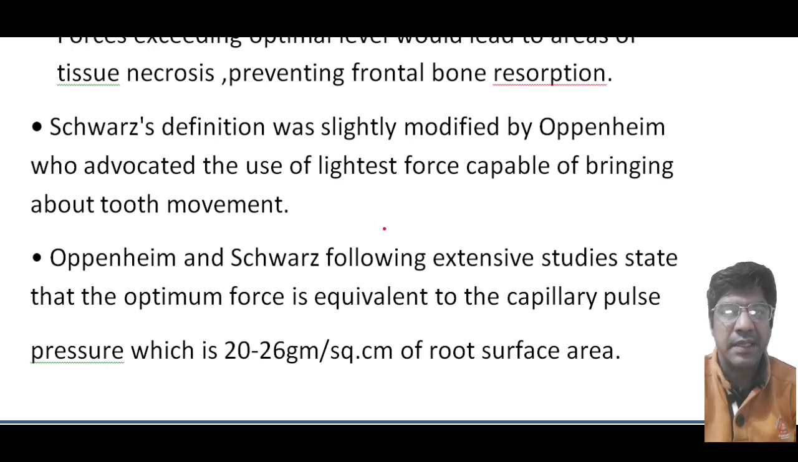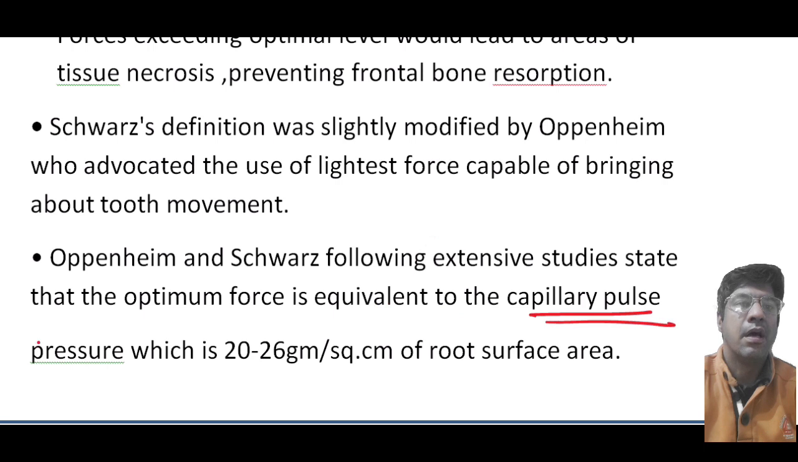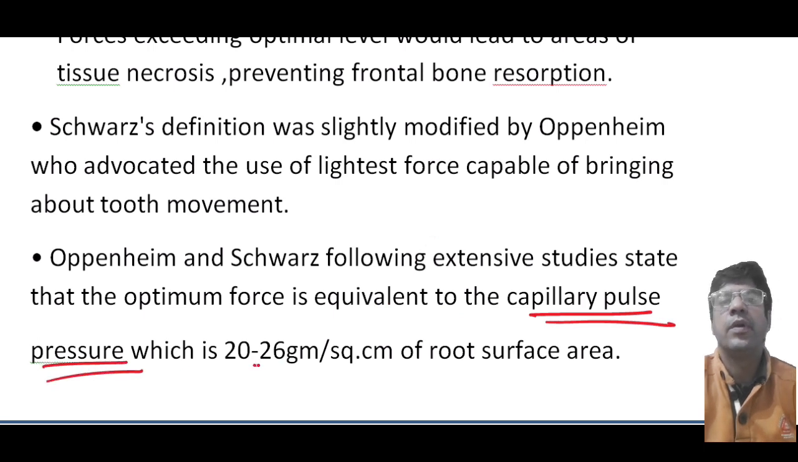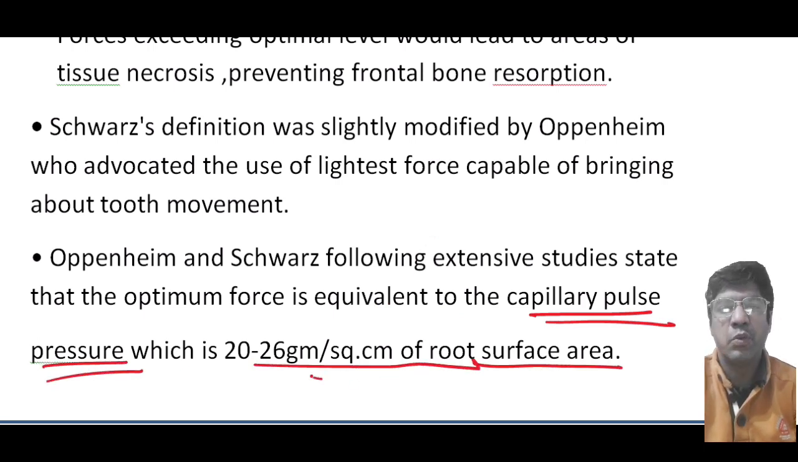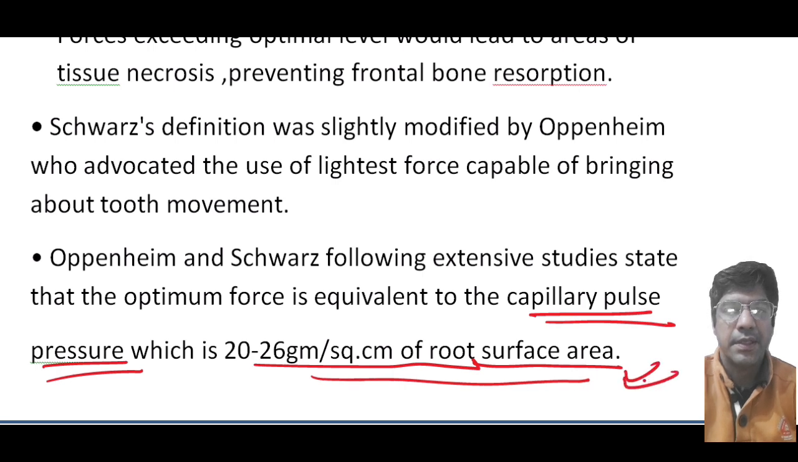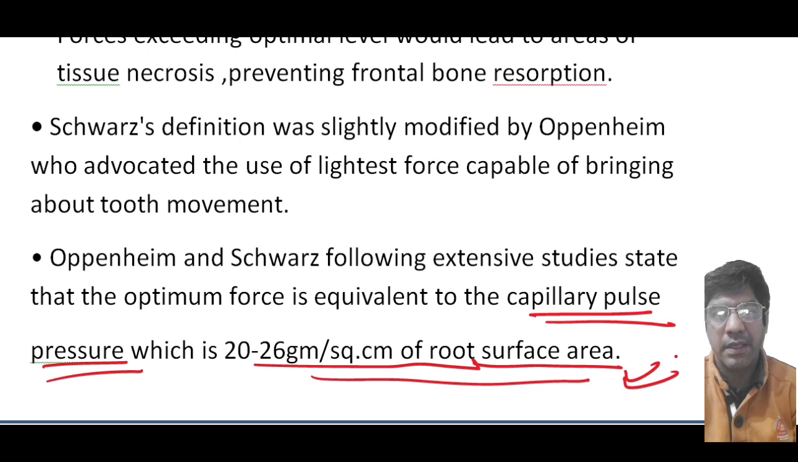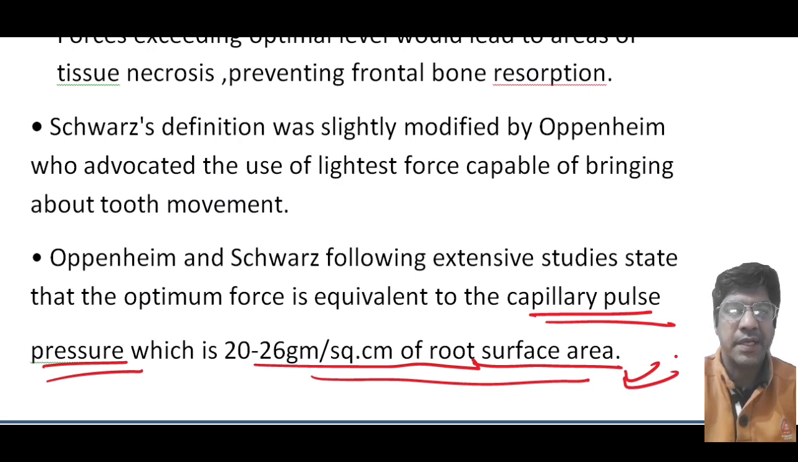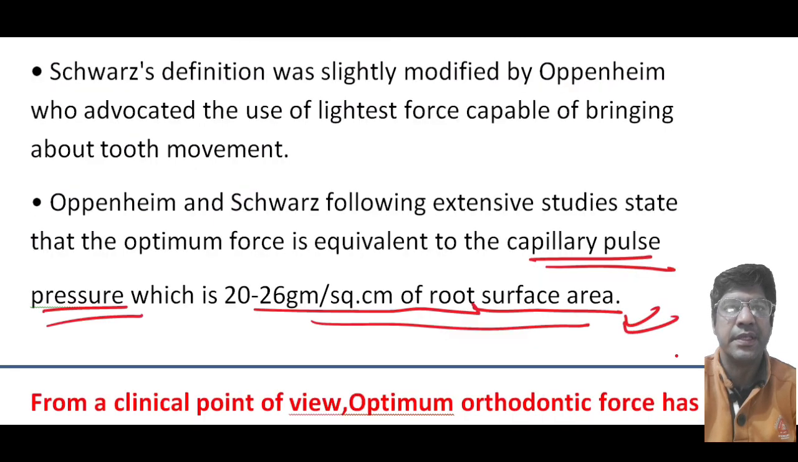Studies suggest that the optimal force should be equal to the capillary pulse pressure, that is 20 to 26 gram per square centimeter of the root surface area. So optimal force is equivalent to the capillary pulse pressure, estimated around 20 to 26 gram per square centimeter of the root surface area.